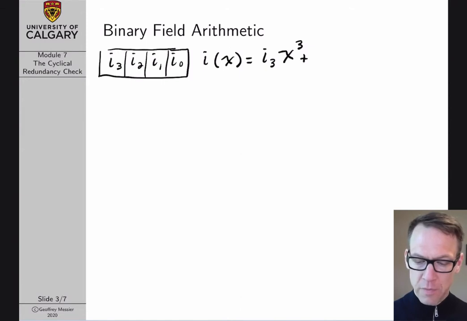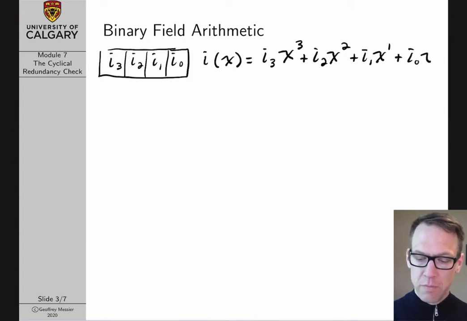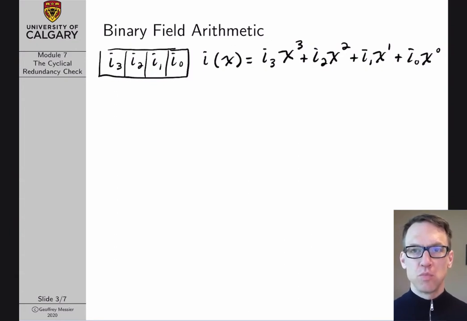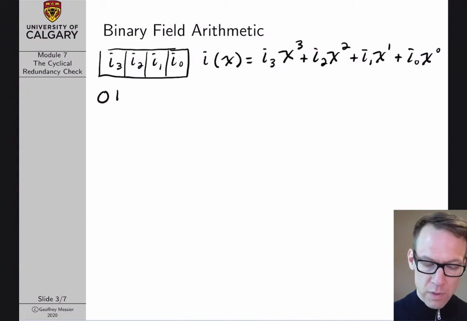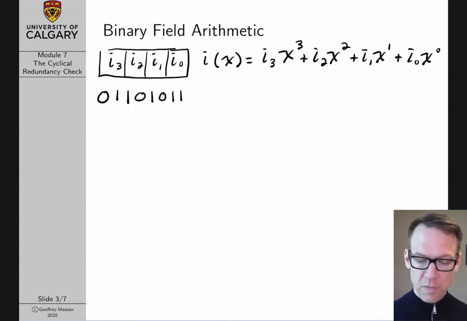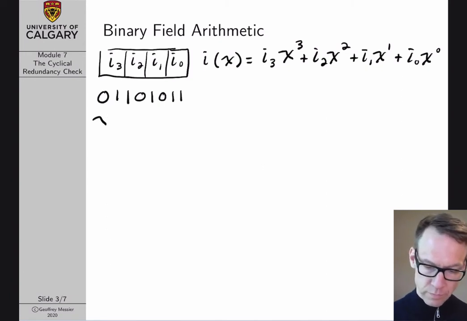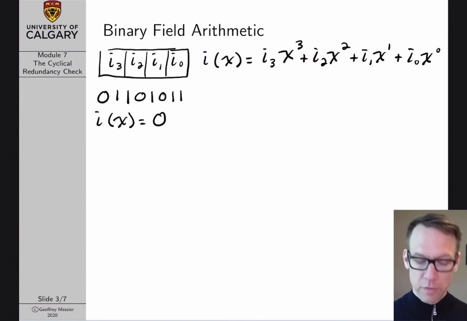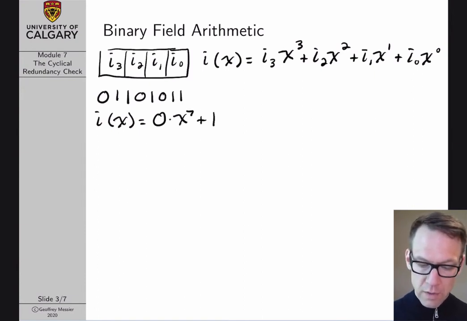The next term in the polynomial has i2 as a coefficient. It's multiplied by x squared, then i1 multiplied by x to the 1, and then i0 multiplied by x to the 0. Let's give a more specific example where we've got a byte of 8 bits. So we have 0, 1, 1, 0, 1, 0, 1, 1. And in this case, our polynomial would be 0 times x to the 7 plus 1 times x to the 6 plus 1 times x to the 5th plus 0 times x to the 4th, and so on.